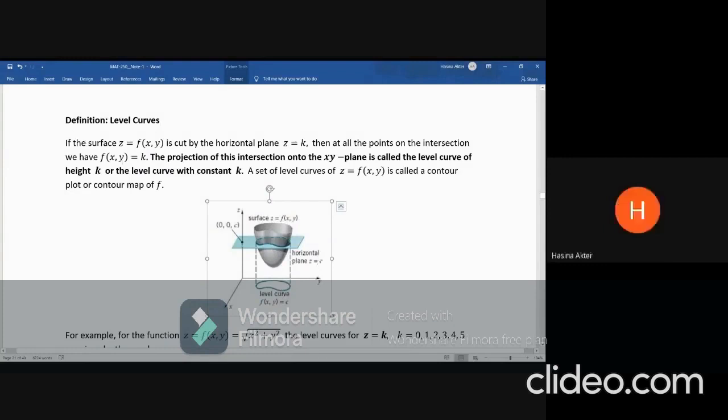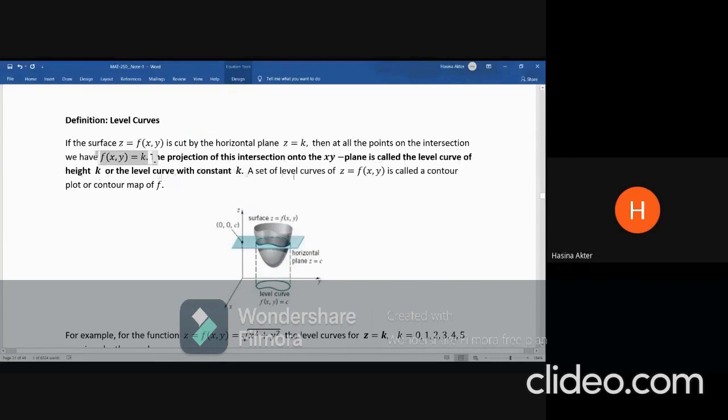So here is the definition. If the surface z equals f of x, y is cut by a horizontal plane z equals k, then at all the points on the intersection, we have f of x, y equals k, because here z equals f of x, y and there z equals k. So you can combine those two equations to get f of x, y equals k. And the projection of this intersection onto the xy plane is called the level curve of height k, or the level curve with constant k.